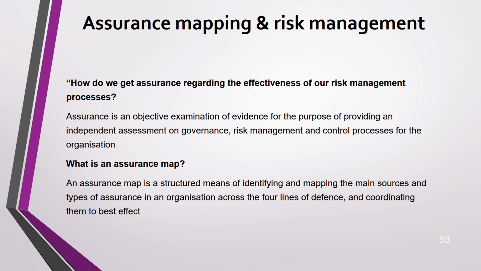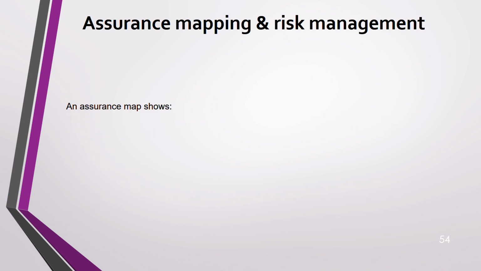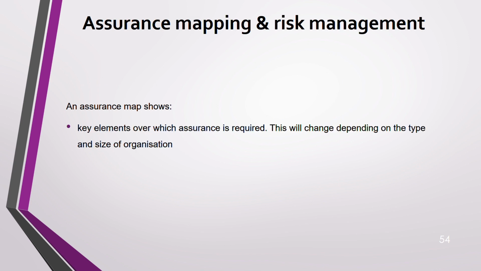It's like a map which identifies, it maps the main sources and types of assurance that an organization can give. There are 4 lines of defense. That means 4 lines of assurance that is given. We'll go through those 4 lines. So an assurance map shows these things, before we go to the 4 lines of defense.